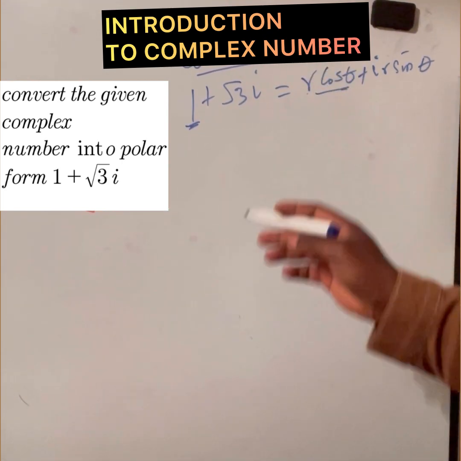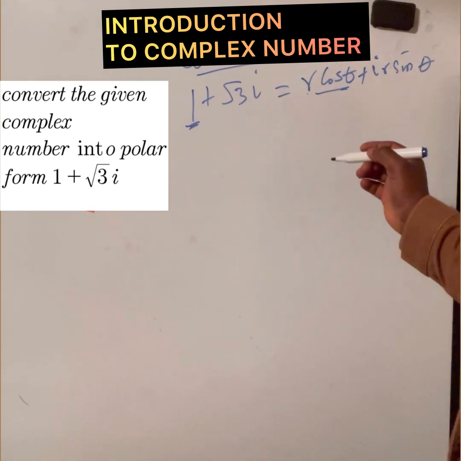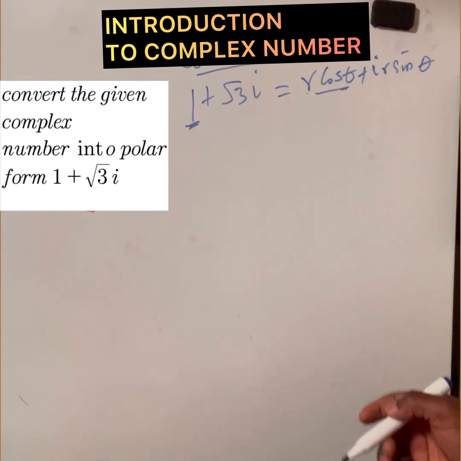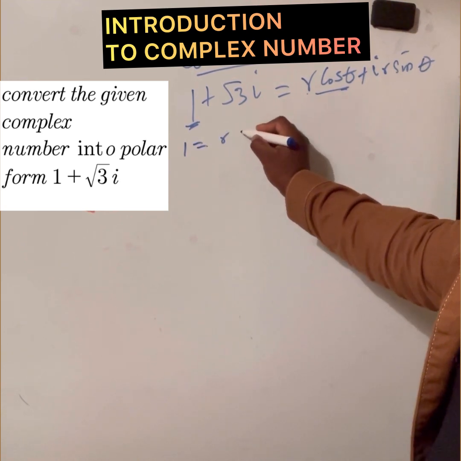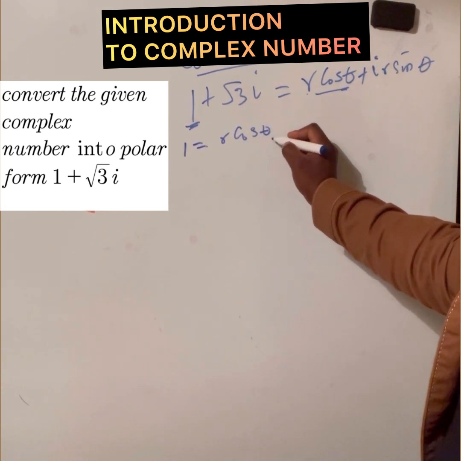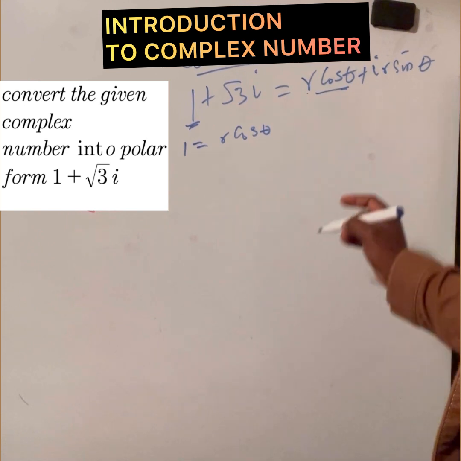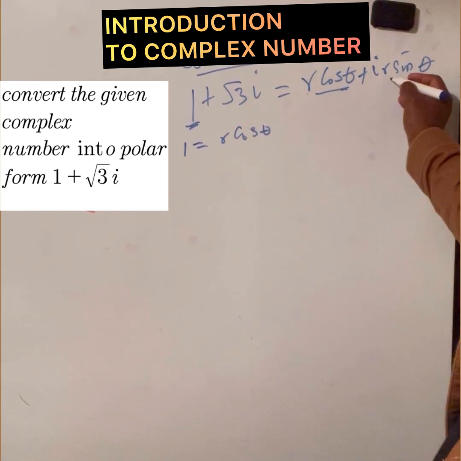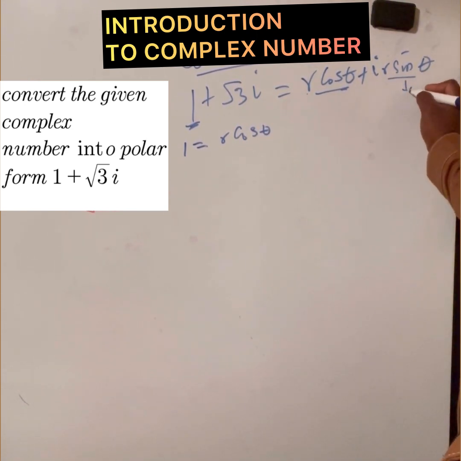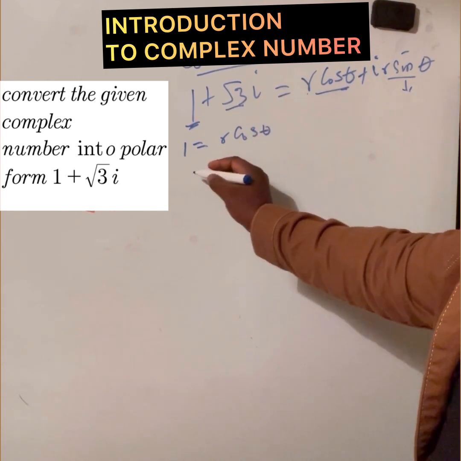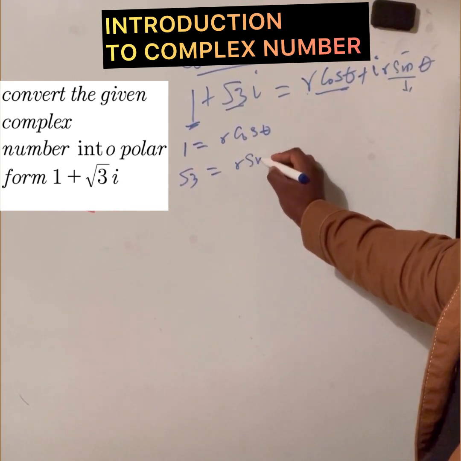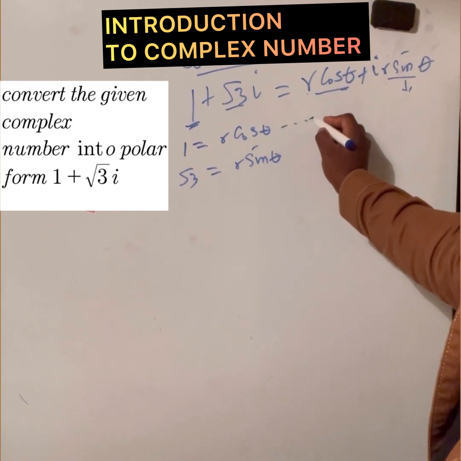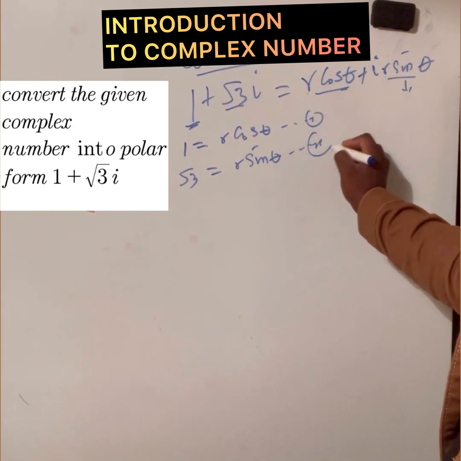Now I'm using this second method. So I'm going to do comparison. So this is going to be 1 is equal to r cos theta. Okay, and the second one, the imaginary part, this is the imaginary part, will be equal to this. So square root of 3 will be equal to r sine theta. I'm going to call this equation 1, and this equation 2.